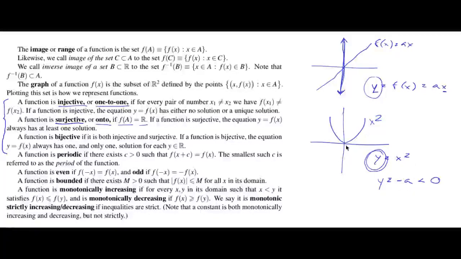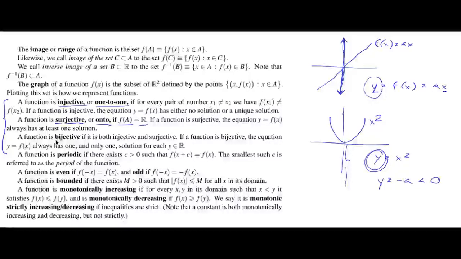So in graphical terms, the negative part of the y-axis is not mapped by any value of x. The image of x squared is the closed interval 0 to infinity, so it's not the reals.